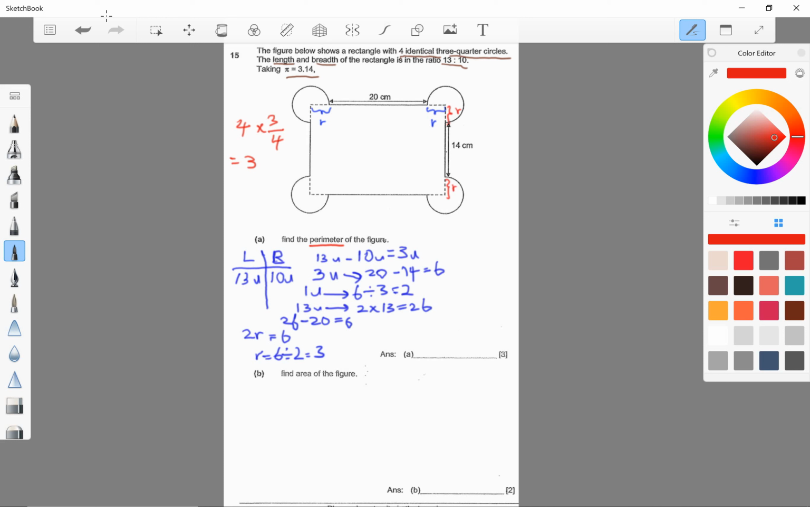So the circumference of the 3 whole circles is none other than 3 times pi times diameter, which is 3 times 3.14 multiplied by the diameter 6. Since the radius is 3, the diameter has got to be 6. So if I were to work this out, keying this into my calculator, 3 times 3.14 times 6, I will actually get 56.52. So 56.52 would refer to the curved part of the 4 3/4 circles.